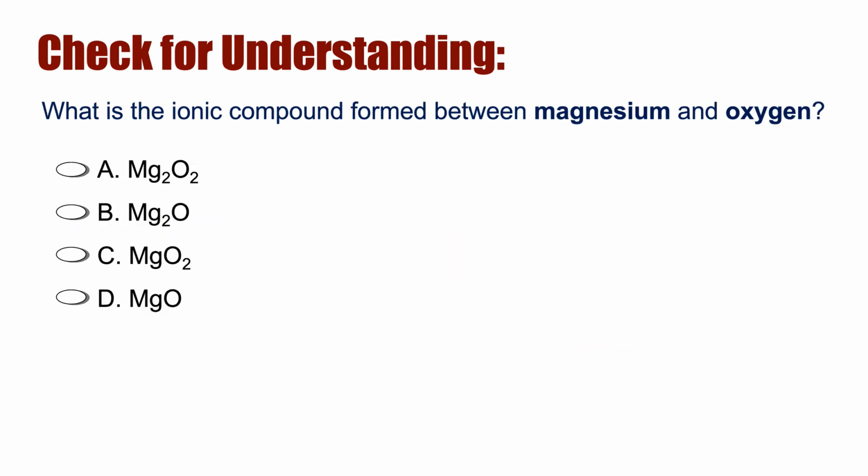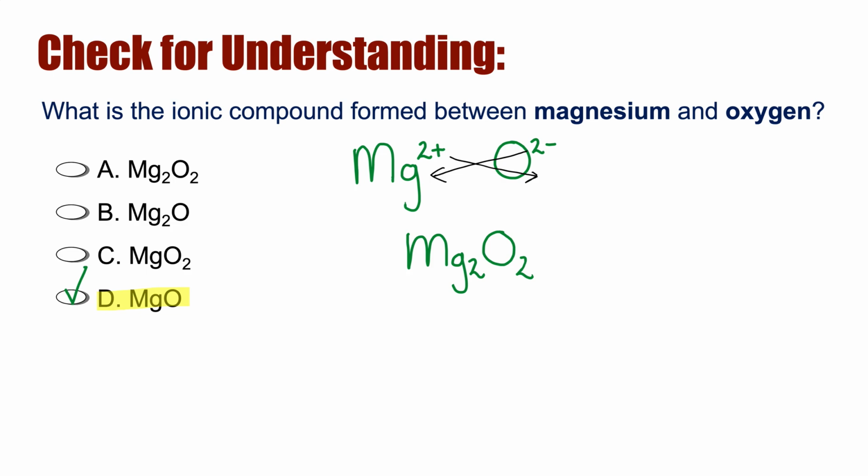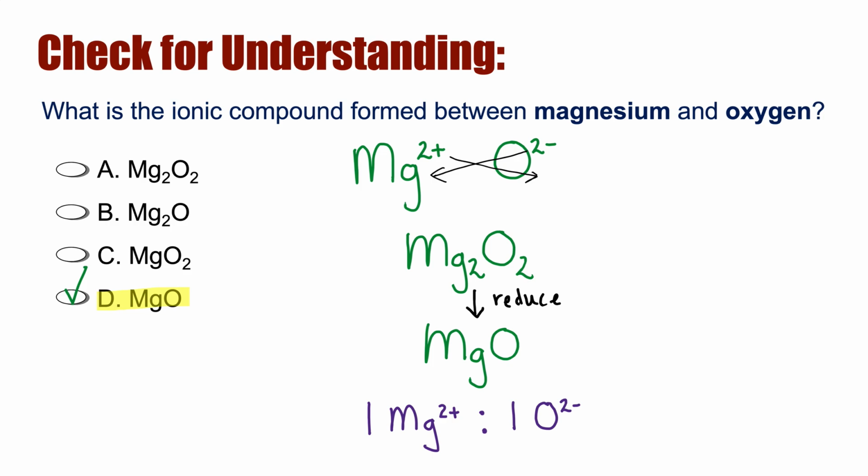What is the ionic compound formed between magnesium and oxygen? The correct answer is going to be D. You need to be careful. You set up your ions like this, Mg+2, O-2. Then you crisscross and you get Mg2O2, but you need to reduce those subscripts down so that you get MgO as the correct formula. And that ratio is going to be for every 1 magnesium ion with a charge of +2, I have 1 oxide with a charge of -2.